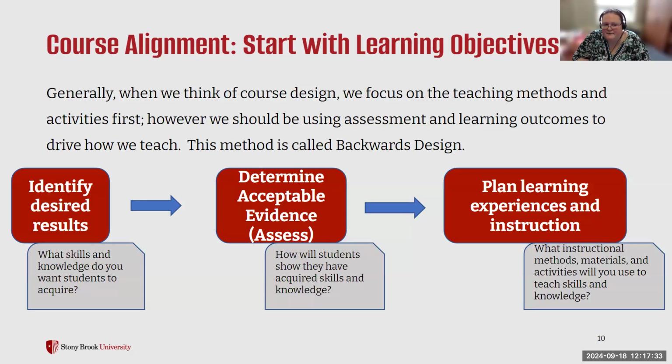So if we're talking about a course, then we're talking about what students will be able to do at the end of the semester or the term. But you can also think about this process for every individual lesson or unit, and then also at the larger programmatic level as well. Once you have your desired results in mind and your learning objectives listed, then what is acceptable evidence for students to be able to show that they've acquired the skills and knowledge that you are looking for? And from there, you plan the learning experiences and instruction to give them the tools that they need to successfully demonstrate their learning.